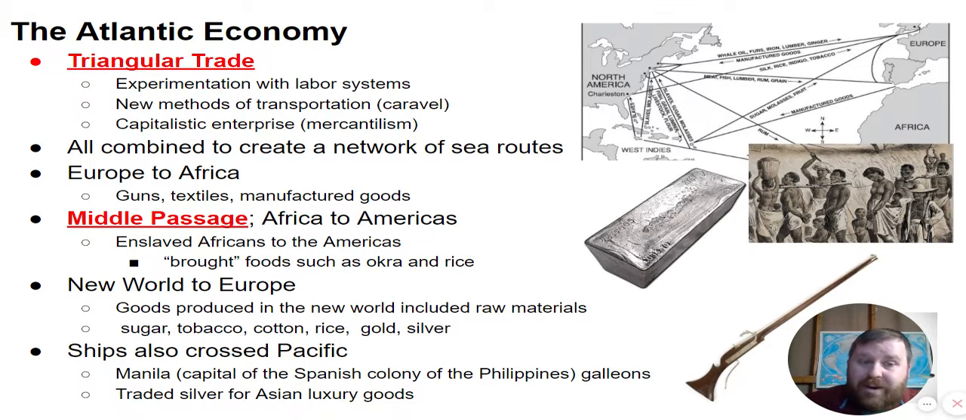So that silver trade from Spain to Asia to get these luxury goods is still happening, and it's a huge part of trade as well. They're not just taking the silver back to Europe; they're trading it with China and Japan as well.